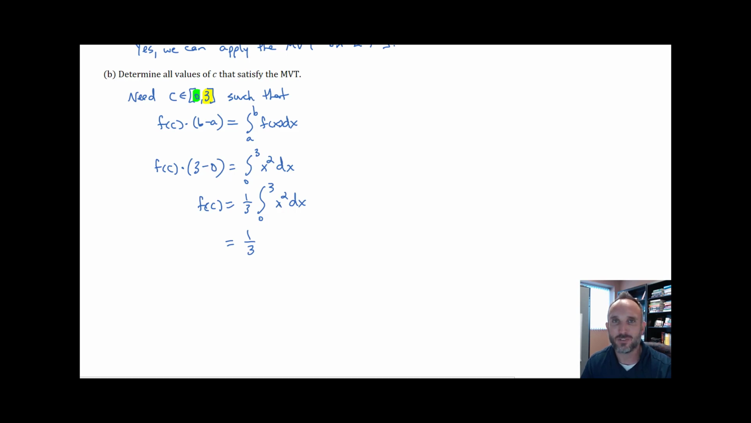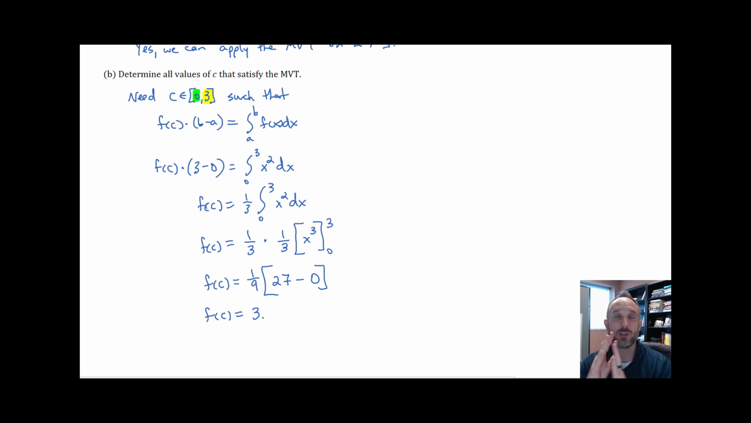The antiderivative of x squared is 1/3 x cubed. And we need to evaluate 1/3 x cubed from 0 to 3. I'm going to factor the 1/3 out and evaluate x cubed from 0 to 3, okay? And that's f of c. So f of c equals 1/9 times, and we're going to plug 3 in. So 3 cubed is 27, minus, now we're going to plug 0 in. 0 cubed is 0. So f of c equals 1/9 times 27, which is just 3.